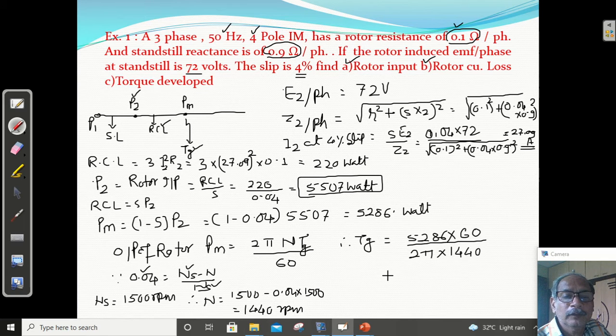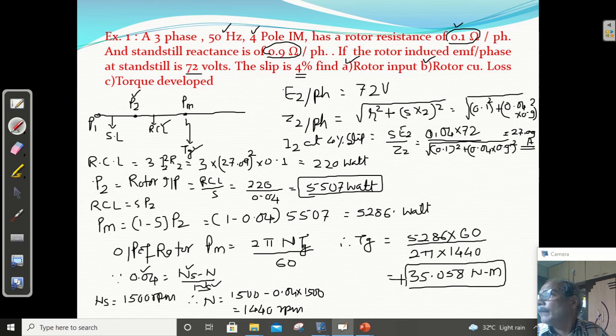So we will calculate the Tg. By using the calculation 5286 into 60 upon 2 pi into 1440, I am getting 35.058 Newton meter. That is the answer I am getting. So Tg equal to 35.058 Newton meter.